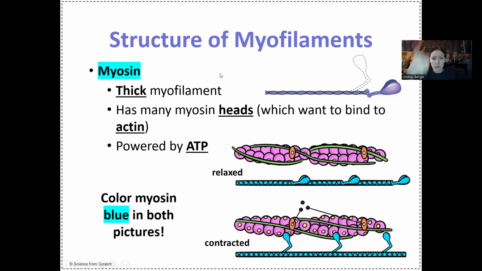So myosin, we know it's a thick filament. It has a whole bunch of those little myosin heads, okay? And they really want to bind to actin. That's their favorite thing in the world. And to do this, we need ATP.